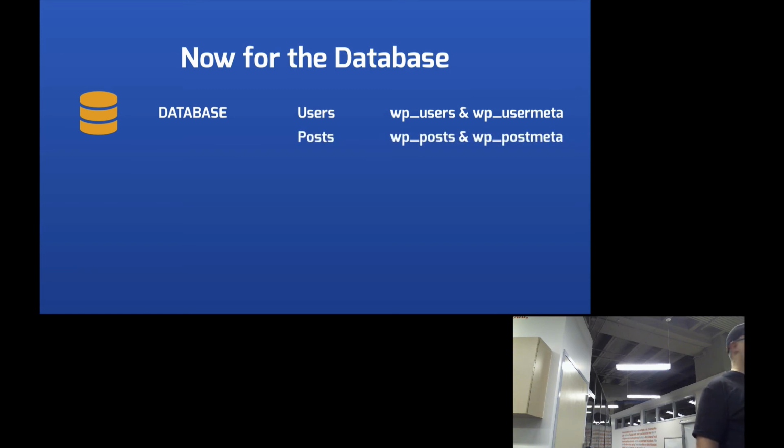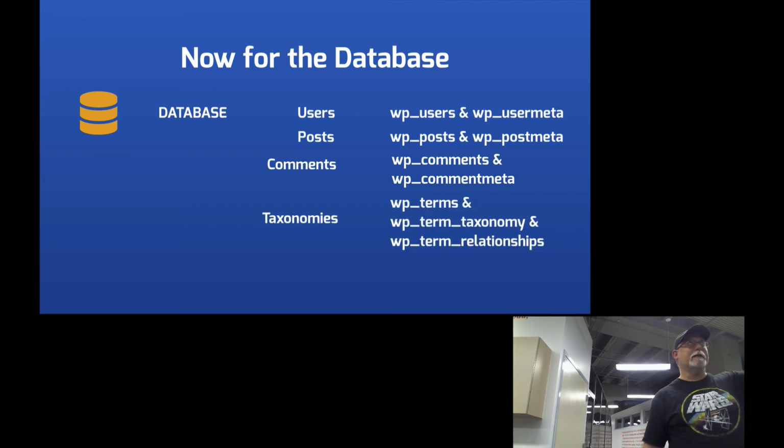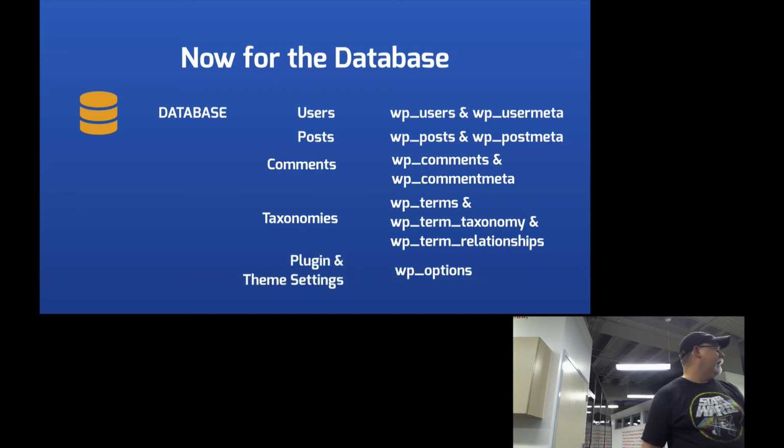Your posts are stored in wp_posts and wp_postmeta. Your comments are in wp_comments and wp_commentmeta. Your taxonomies, the categories, tags, and if you've got any custom taxonomies, are in terms, term taxonomy, and term relationships. And your plugin and theme settings are in wp_options.